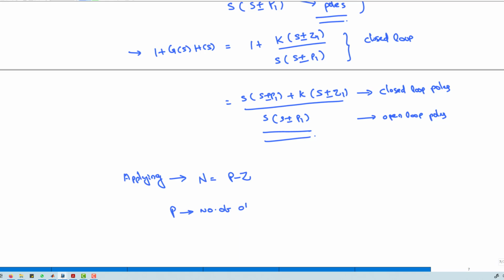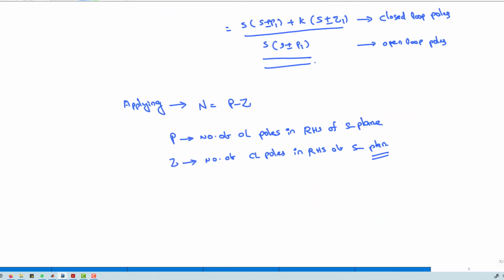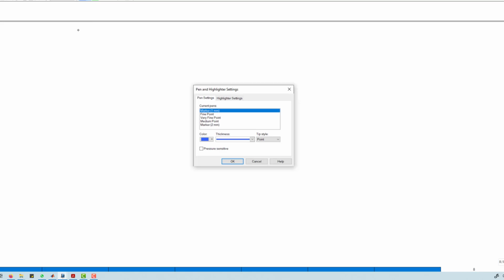Based on this only, Nyquist has proposed that the number of encirclements is equal to P minus Z, where P is the number of open loop poles in the right hand side of the S plane, and Z is the number of closed loop poles in the right hand side of the S plane. Okay, that is most important. This is called Nyquist criteria 2. The earlier P minus Z we discussed is Nyquist criteria 1. Generally people don't discuss Nyquist criteria 1, so I wanted to give complete emphasis on both criteria 1 and criteria 2.